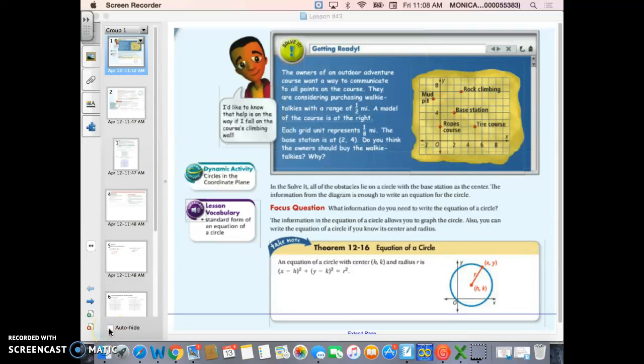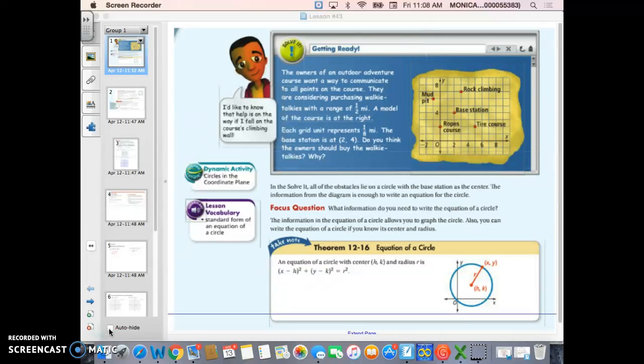Aw, I'm sorry. This is the last thing you're going to learn about circles, but probably, in my opinion, the most fun and the most relatable to Algebra 2. So we're looking at this map over here, and it says the owners of an outdoor course want a way to communicate to all parts of the course. And so they're considering purchasing walkie-talkies with a range of 1/2 mile.